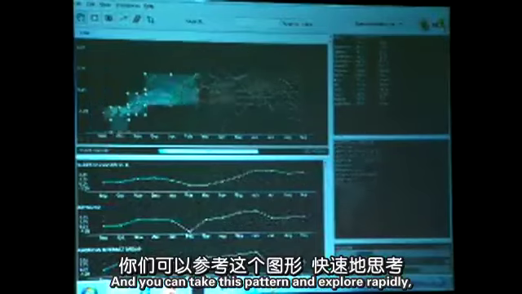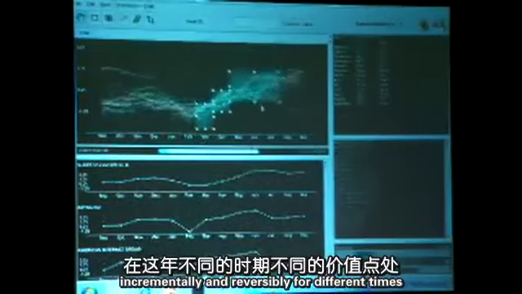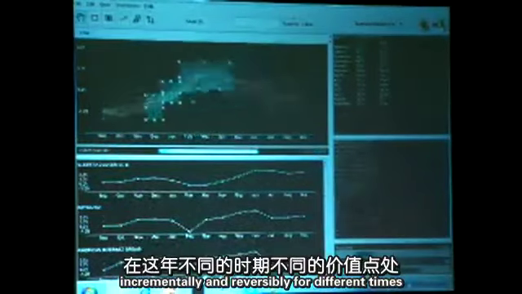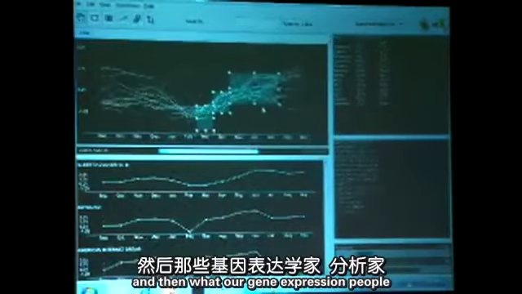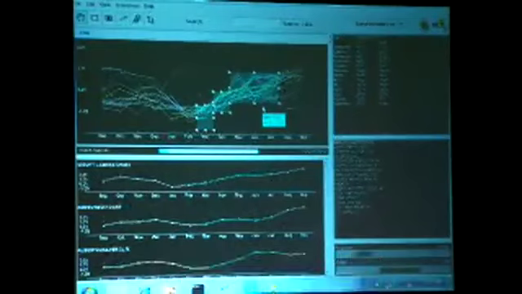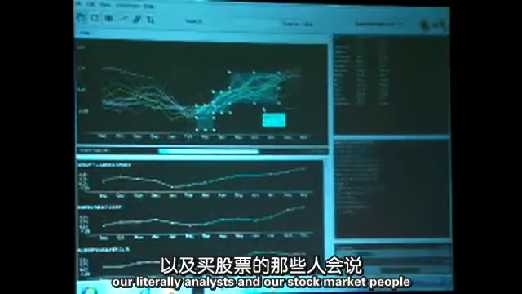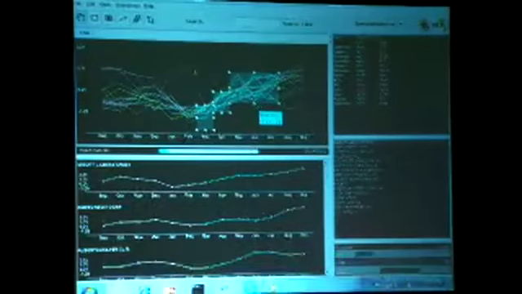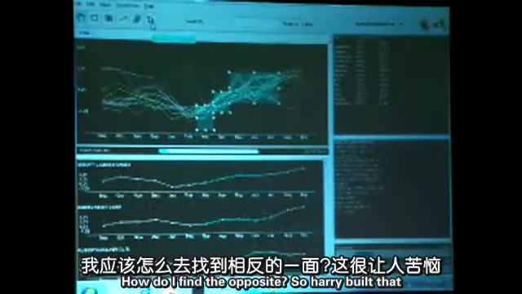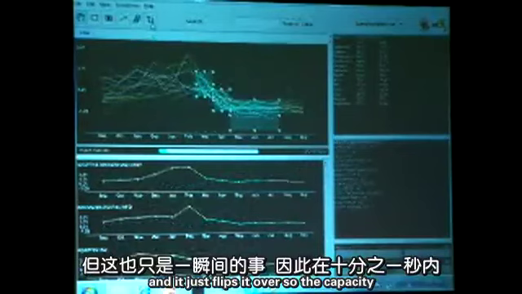And you can take this pattern and explore rapidly, incrementally, and reversibly for different times of the year at different price points. And then what our gene expression people, our literary analysts, and our stock market people said was, what are the things that go opposite? How do I find the opposite? So Harry built that, and it just flips it over.